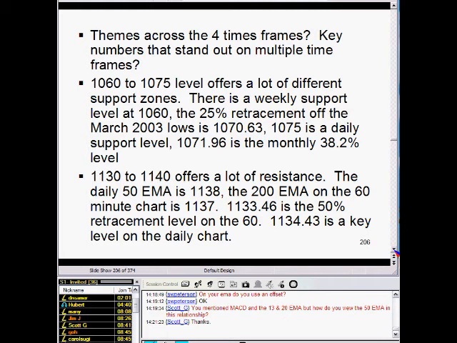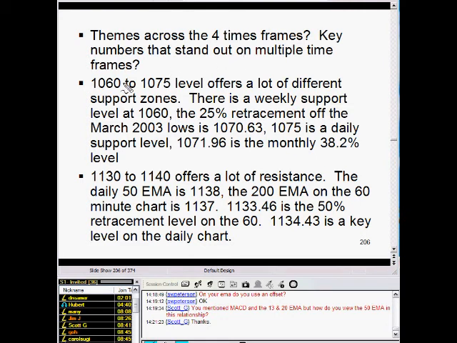So now that we've gone through all 4 time frames on the S&Ps, what I like to do is then start consolidating the information and giving myself a trading plan for the next trading day. So what I'm doing is I'm looking for themes that stand out across all 4 time frames. What are the key numbers that stood out?